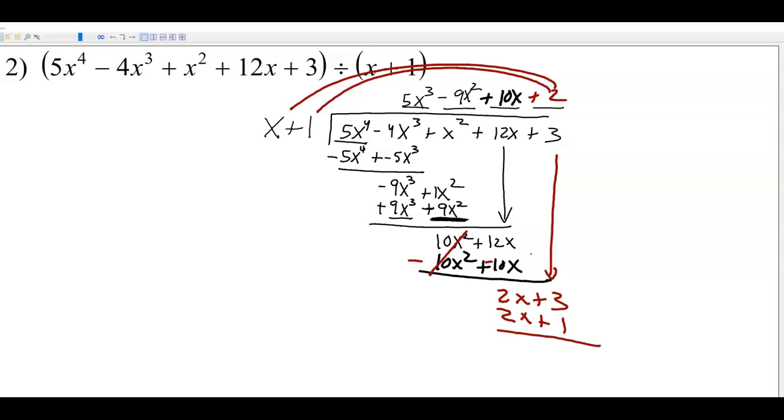Oh, I'm sorry, plus 2. My bad. It is 2. Back to red, though. Good catch. Thank you. And then you subtract. These go away, and this is 1.